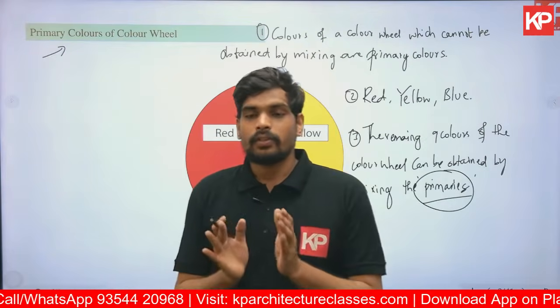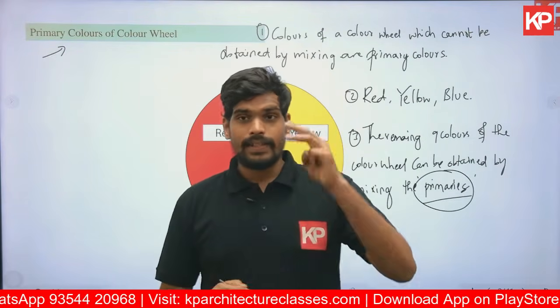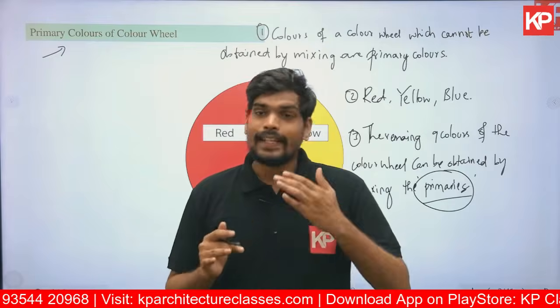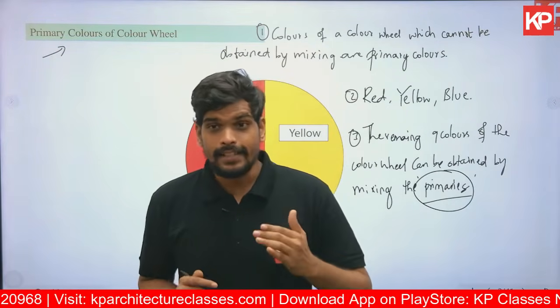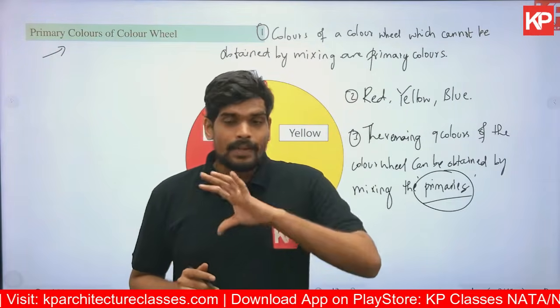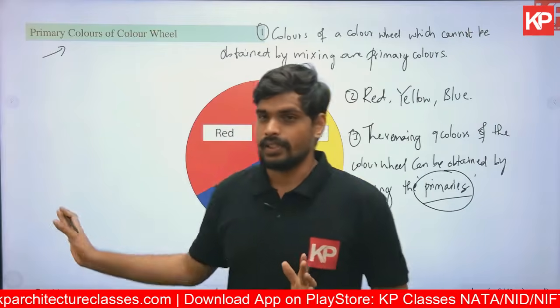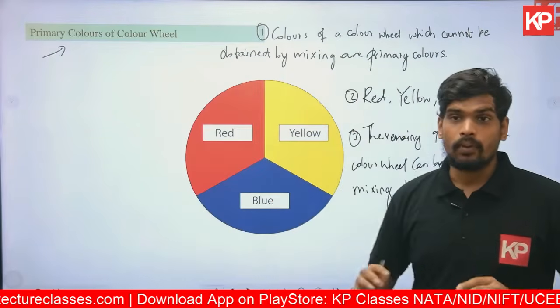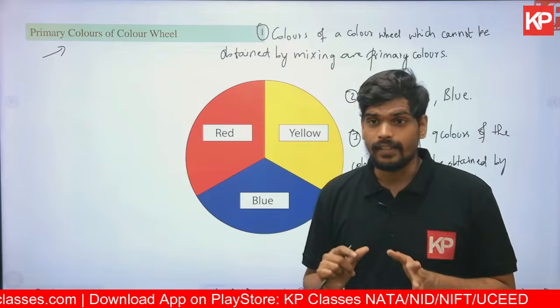So we completed, I told you the number, 12-part color wheel, 3, 3 and 6: 3 primaries, 3 secondaries and 6 tertiaries. We have completed the 3 primaries. Let us now move on to the second point, that is understanding secondary colors.